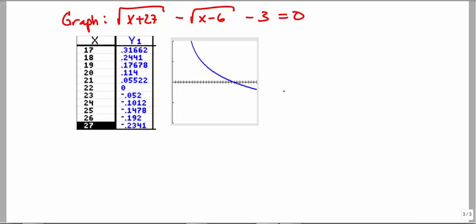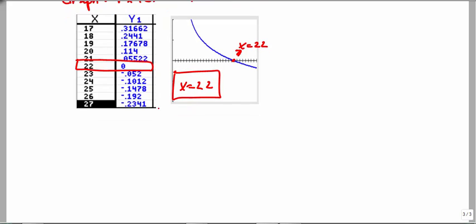But for now, it looks like we're safe to say that 22 is one of my solutions, and if I count it over from here, 1, 2, 3, etc., I would get x equal 22 as my solution. So I think x equal 22 is my solution. But there could be another one out there.